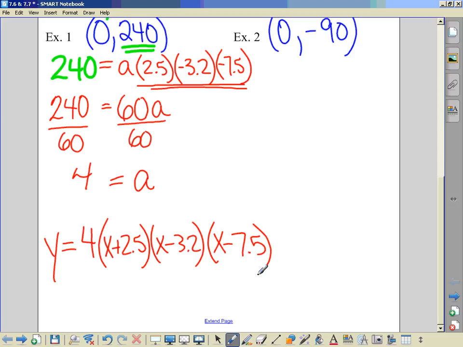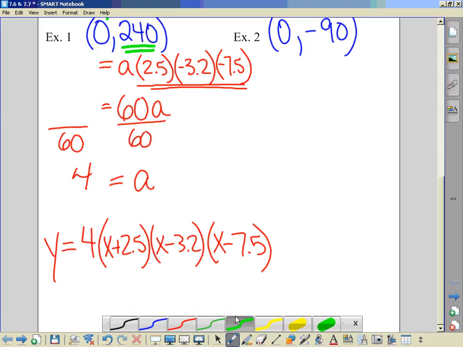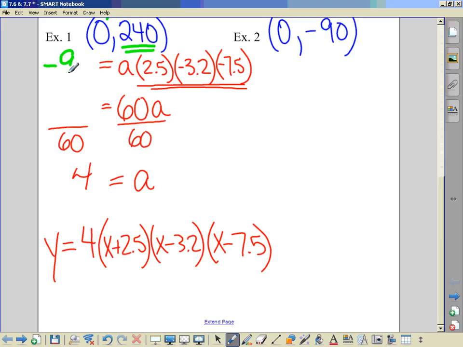So what I'd like you to do is try doing example 2, and instead of starting off with a value of 240 over there in green, I'd like you to change that to negative 90 and see what your new value for a is. See what your new value for a is when you put negative 90 here. Everything else will be the same.